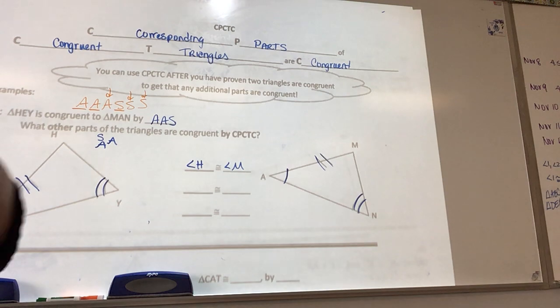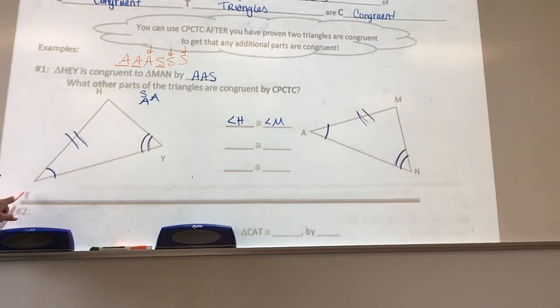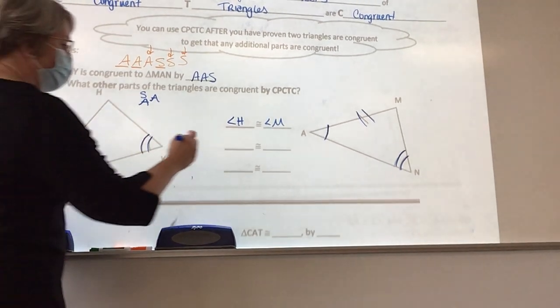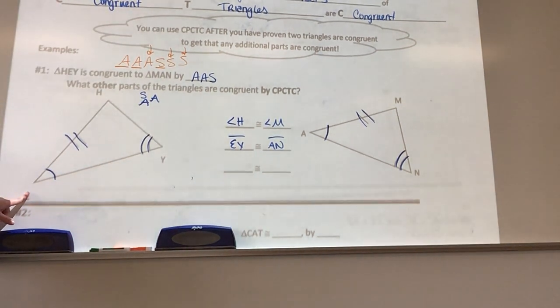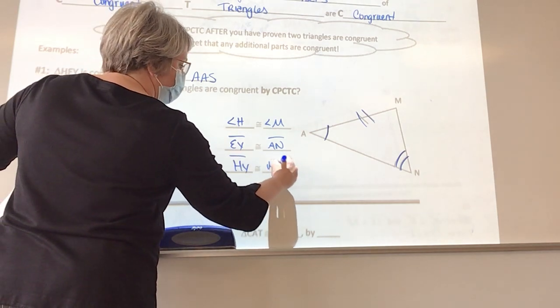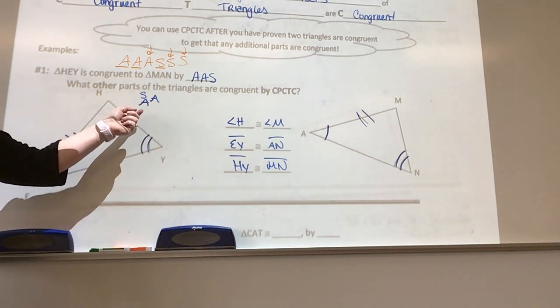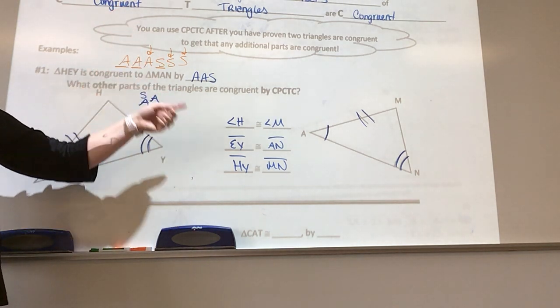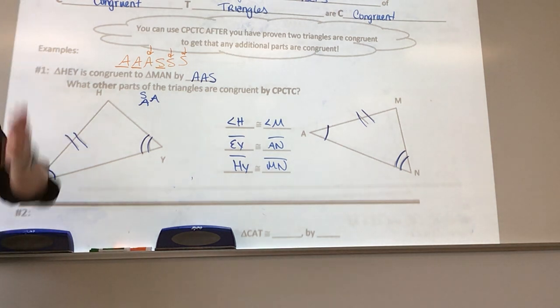Okay, who's the side that I didn't talk about? Madeline, what would you like? Side EY is equal to side AN. Oh, EY is congruent to AN. Beautiful job. Can you do the other side? Side HY, excellent, congruent to MN. Those are the pieces I did not use to prove the triangles congruent, but the theorem says, hey, they are congruent. Do you agree? We're going to do it again one more time. Scroll up.